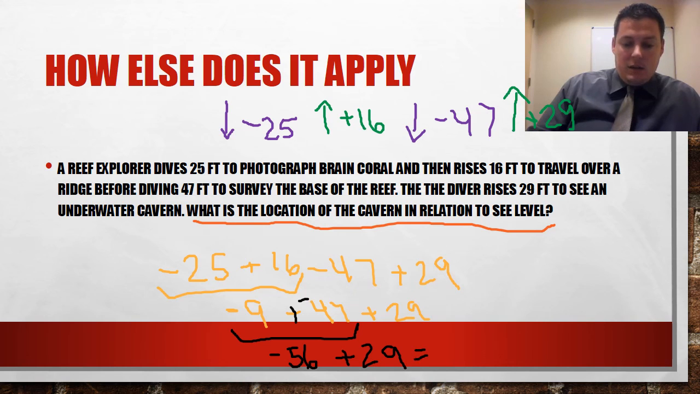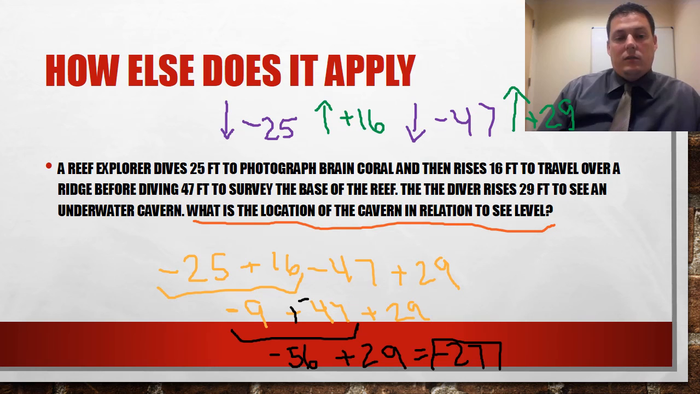Signs are different, so we subtract. 56 minus 29 should give us 27, but the larger number is negative, so we find that we are 27 feet still below sea level.